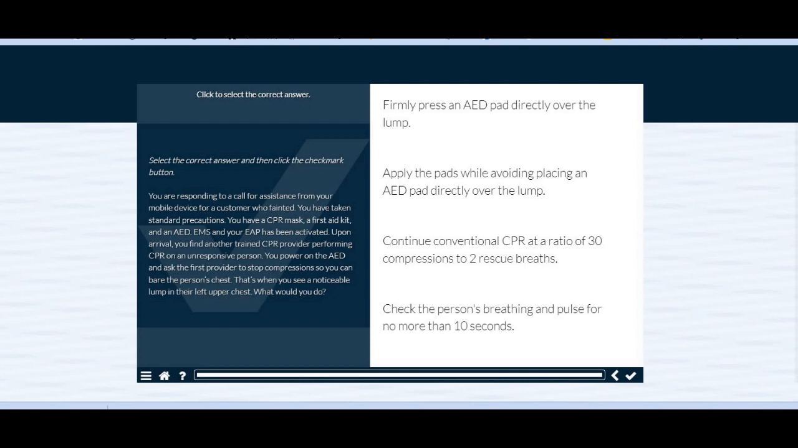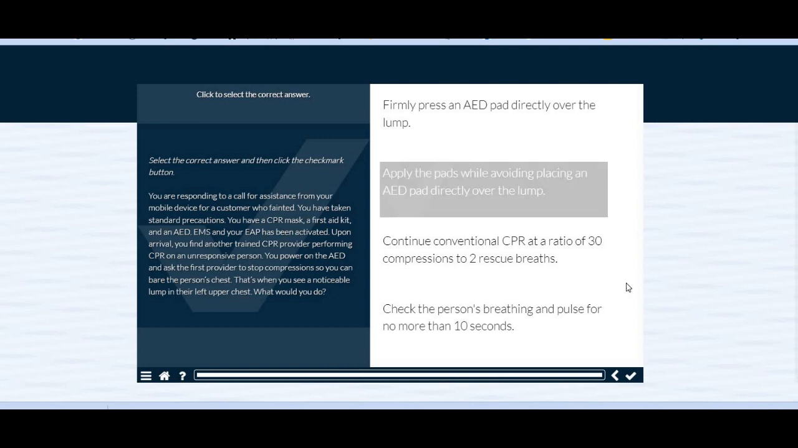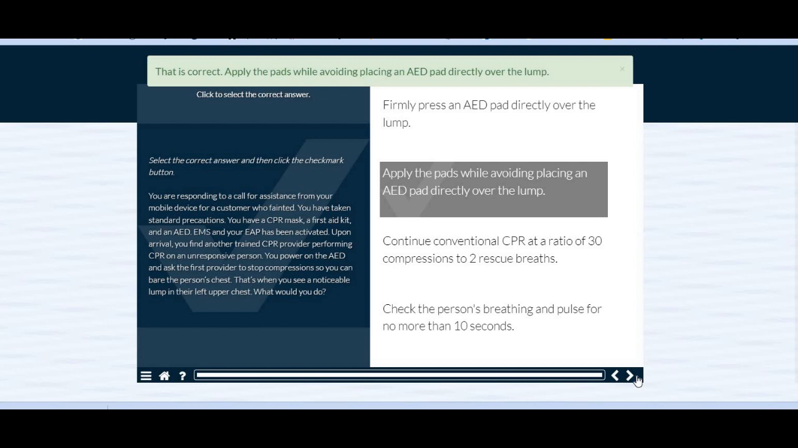It says firmly press it over the lump. Apply the pad while avoiding placing an AED directly over the lump. I guess if you can, that's what I would do. Okay.